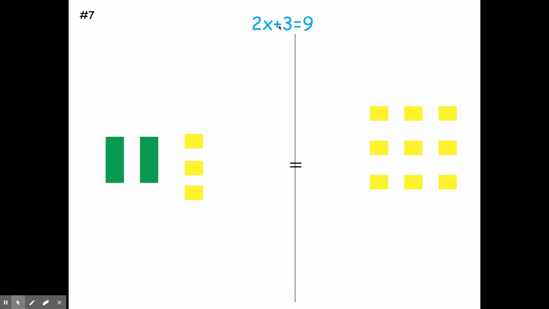So 2x plus 3 equals 9. 1, 2x. 1, 2, 3 plus 3 equals 1, 2, 3, 4, 5, 6, 7, 8, 9. Oh my gosh, we did it. We are equation masters. All right, let's look at one more.